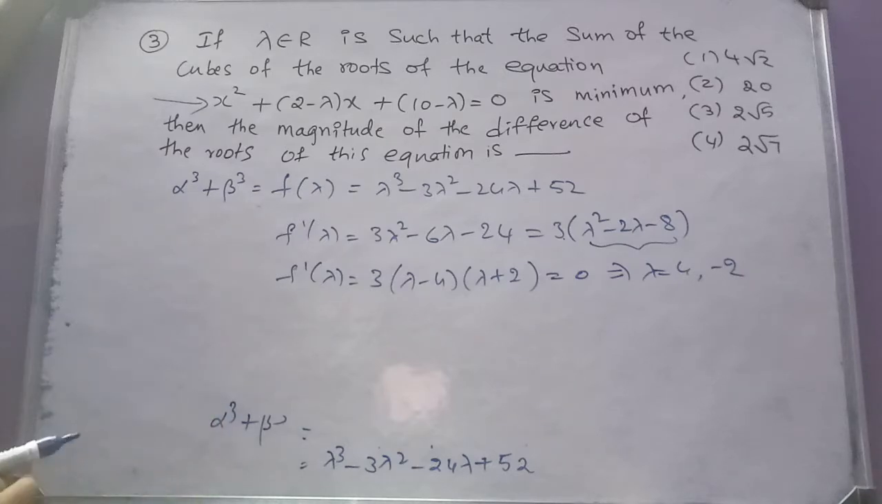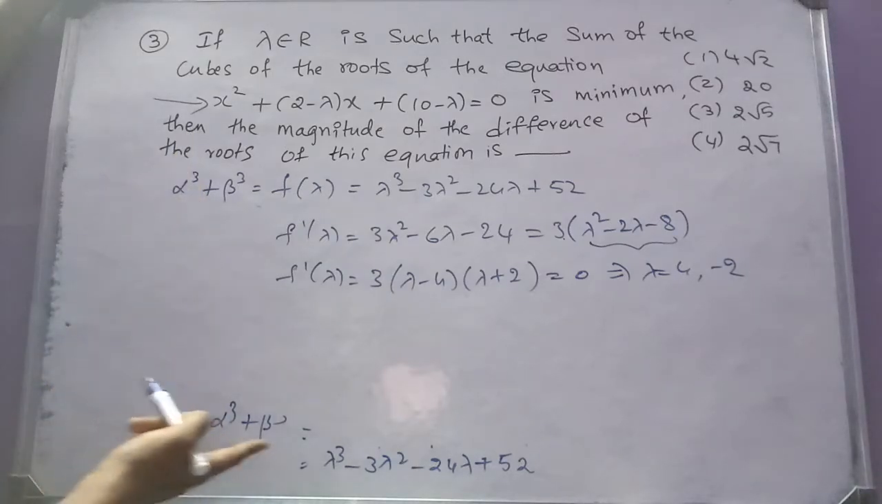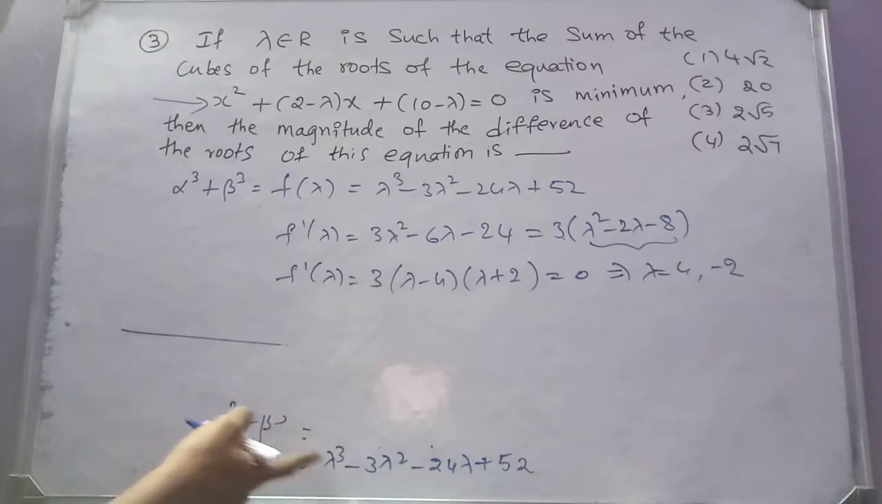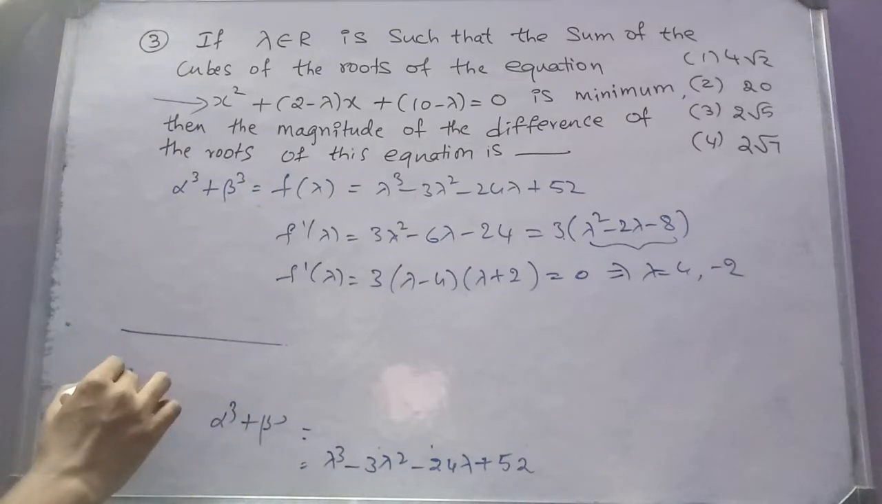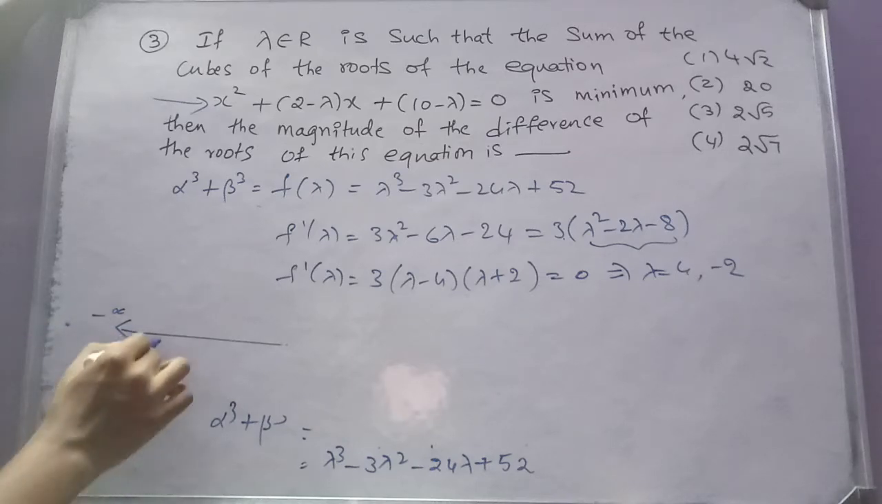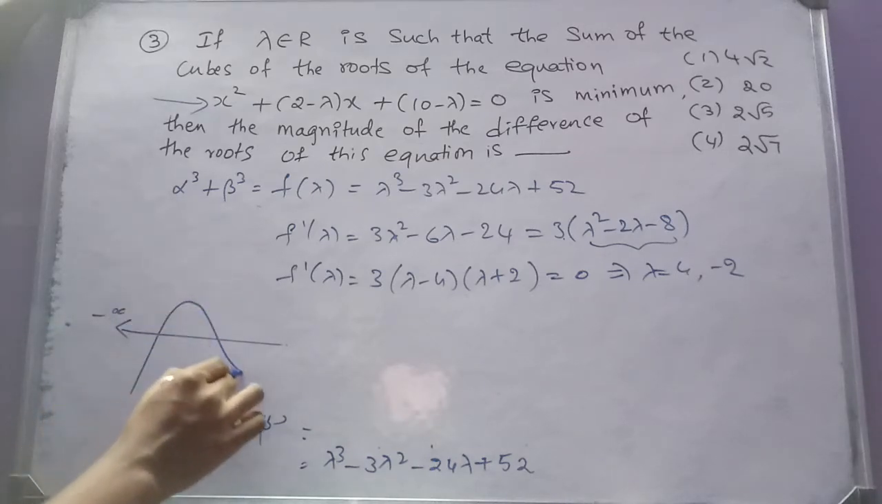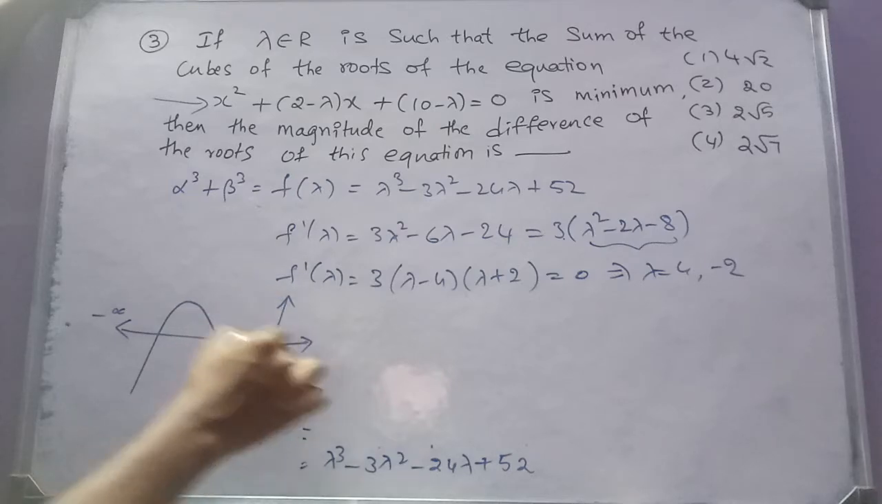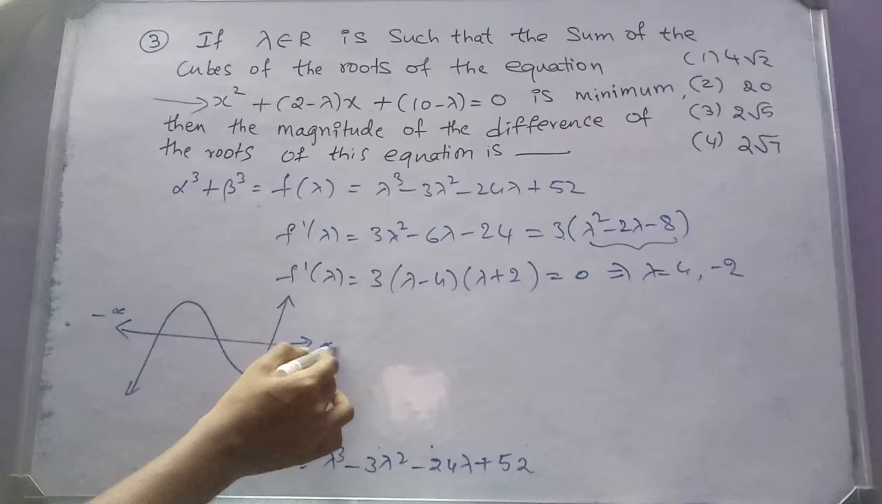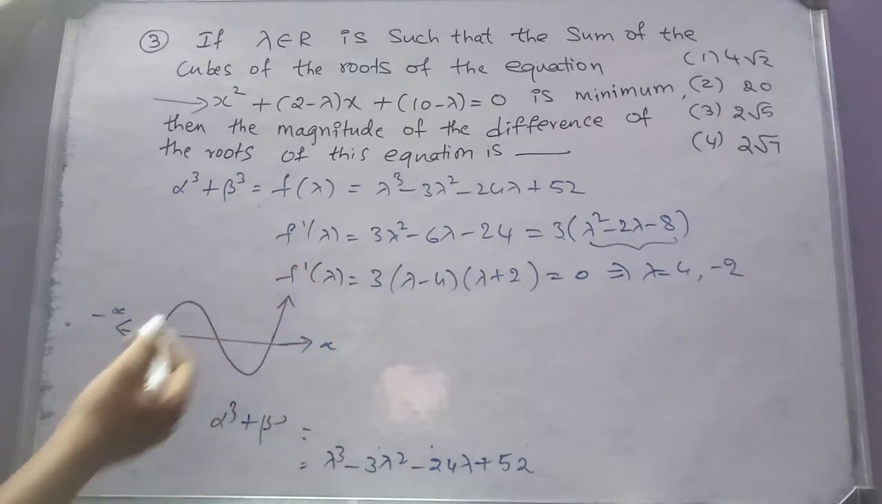So which means, dear students, for the cubic polynomial, if you try drawing its graph, since the coefficient of lambda cube is positive, the graph looks like this. As x tends to minus infinity, the graph also tends to minus infinity. So it may look like this, not always, but it may look like this. As x tends to positive infinity, the graph also tends to positive infinity.